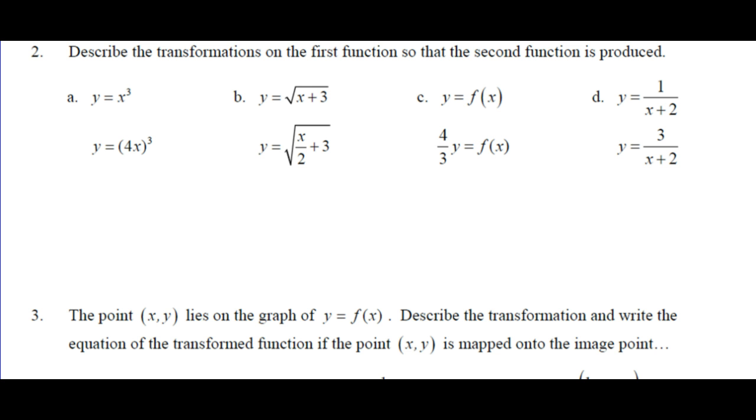It's a stretch. What kind of a stretch is it? Horizontal stretch about the... Okay, so HS about y-axis by a factor of 1/4.